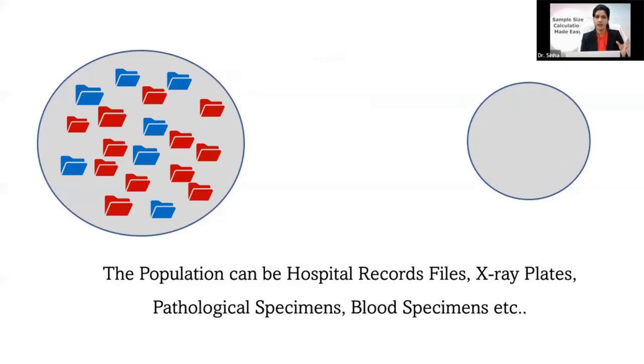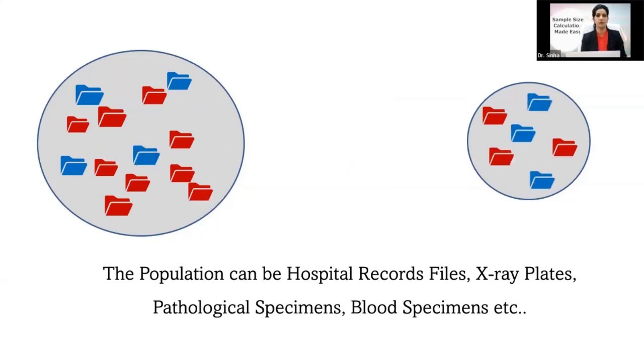The population can be hospital records. It can be X-ray plates. It can be pathological specimens. It can be blood specimens too. So depending on the setting where you are carrying out this study, the population can be anything. By the term population, don't think that it is a live study subject. Your population can be anything.